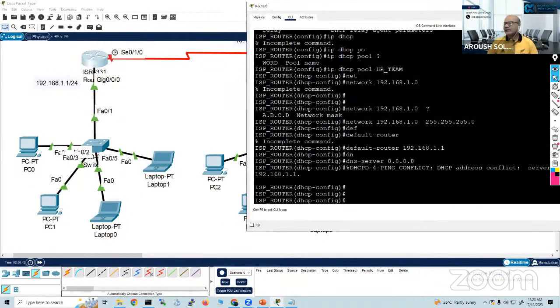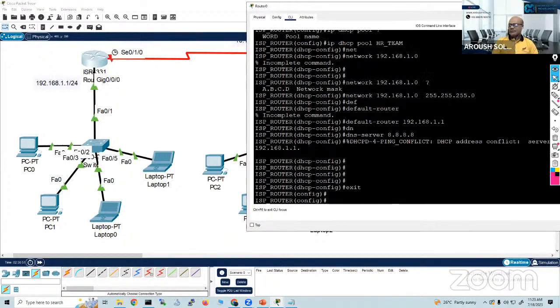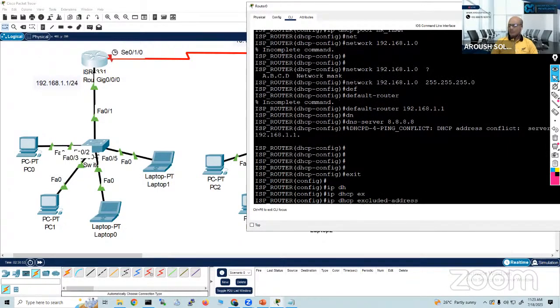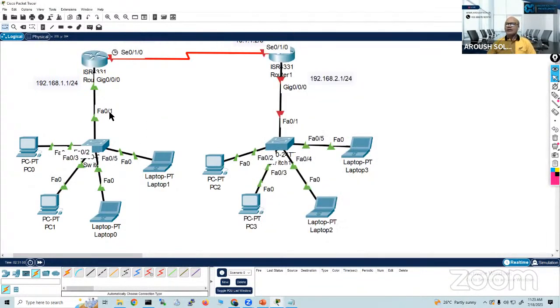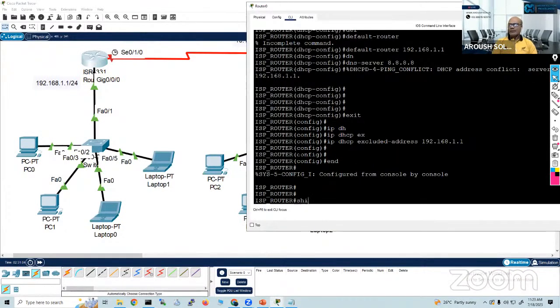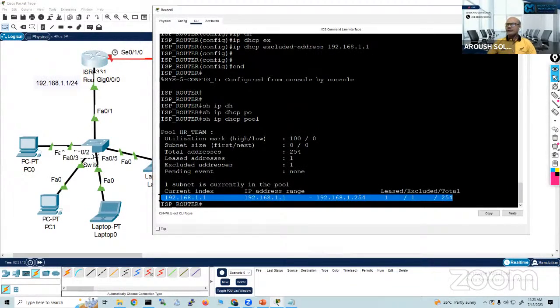It is showing some conflict. Default router ID. Okay, fine, no problem. DNS has been given. ip dhcp excluded-address 192.168.1.1. So let's see, now the DHCP configuration we have done. How to check the DHCP configuration, guys? show ip dhcp pool. Okay, cool. So this is what we have configured, DHCP.